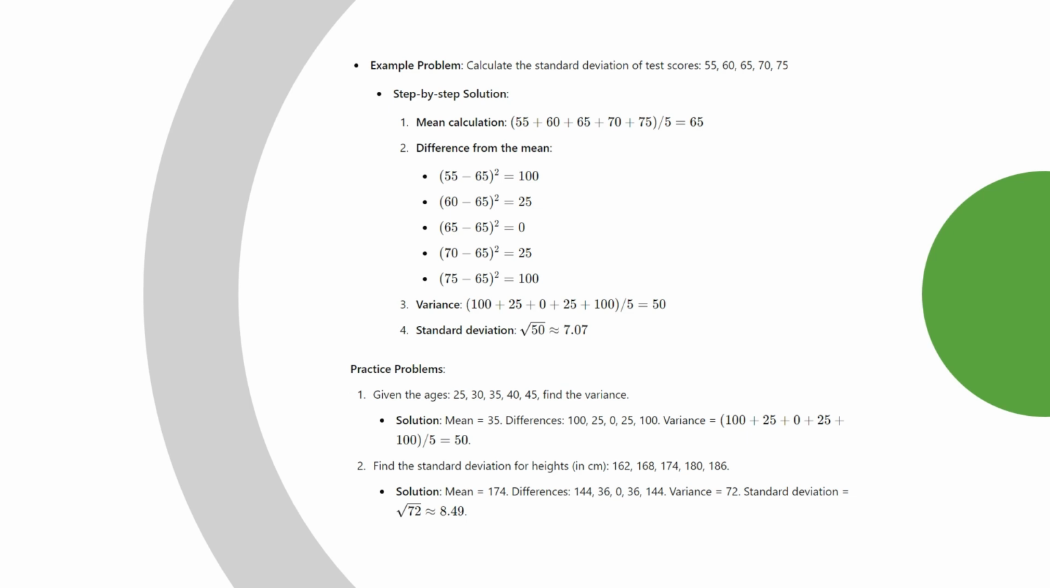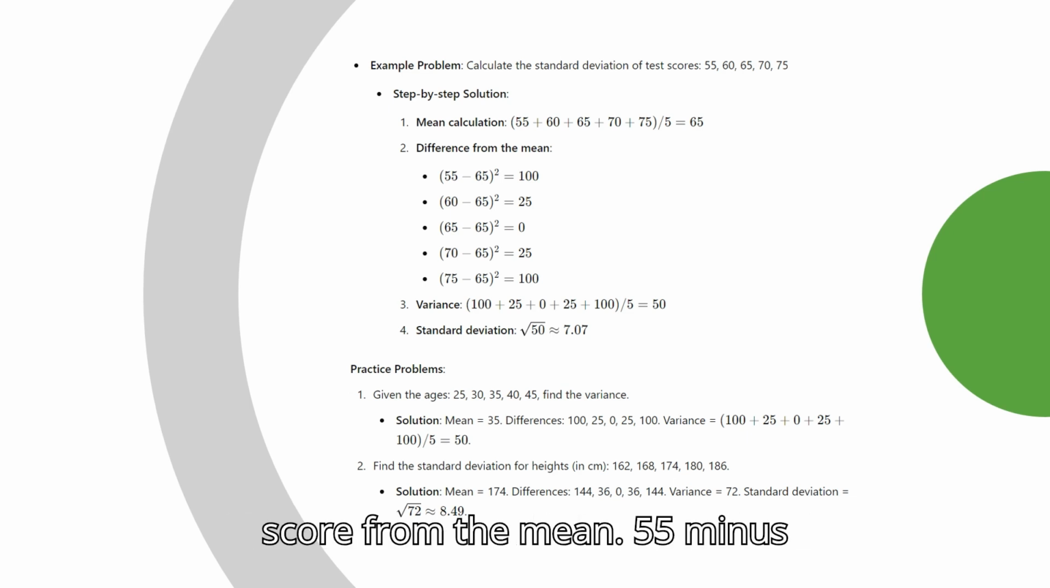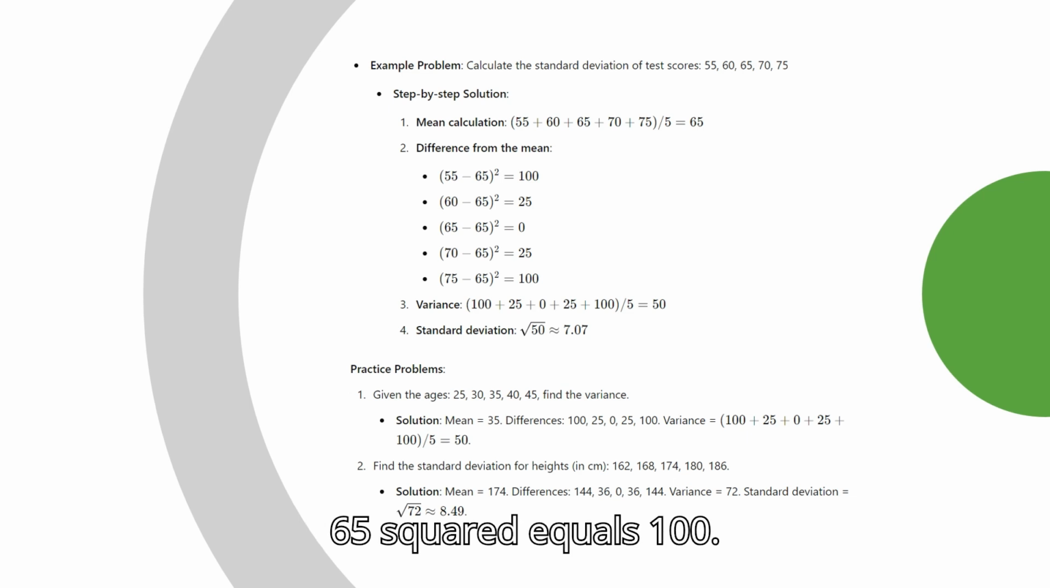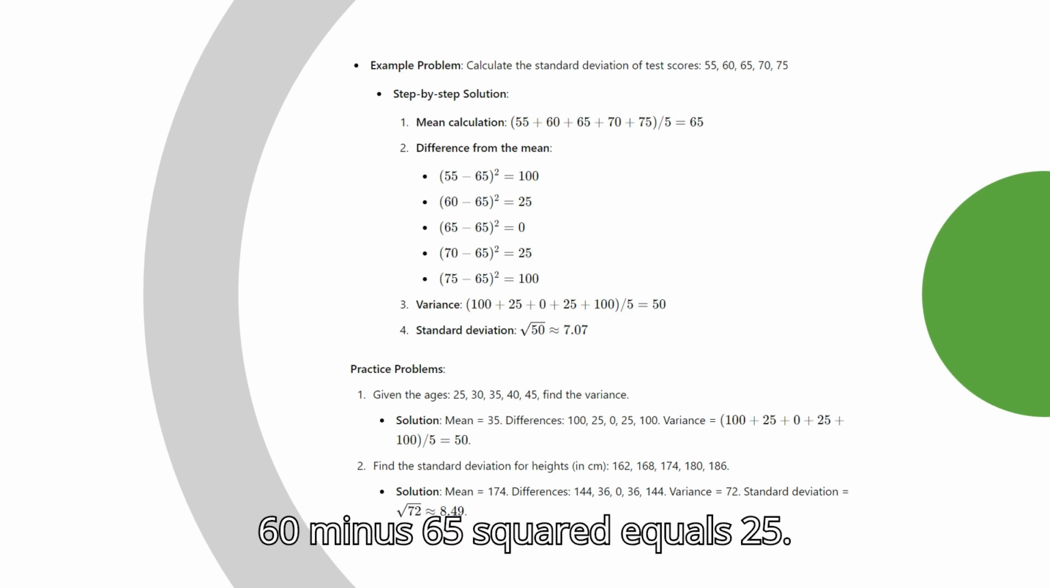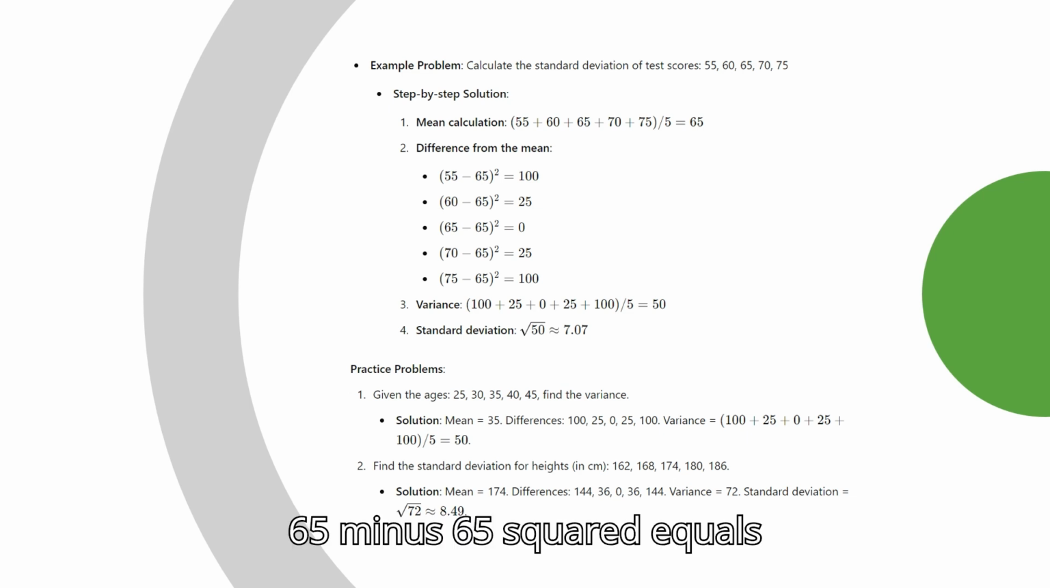Difference from the mean. Next, we find the difference of each score from the mean. 55 minus 65 squared equals 100. 60 minus 65 squared equals 25. 65 minus 65 squared equals 0. 70 minus 65 squared equals 25. 75 minus 65 squared equals 100.